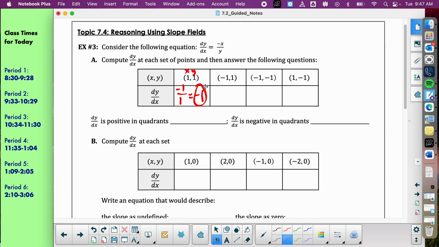And then the second one's 1, the opposite of negative 1. And then it would be negative 1. And 1. Perfect.